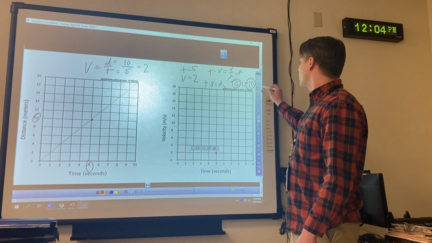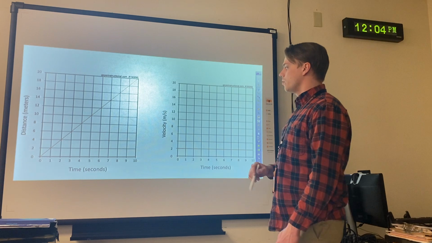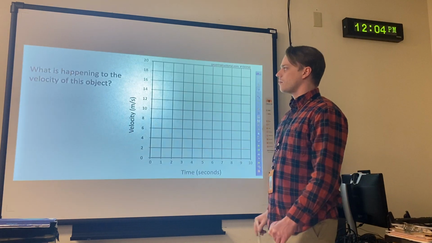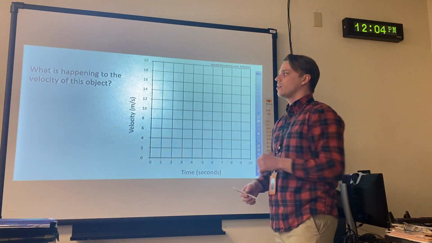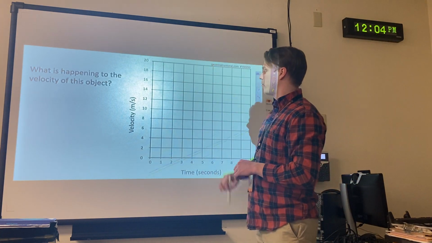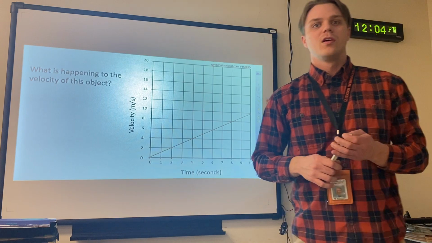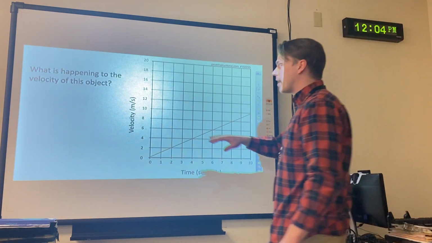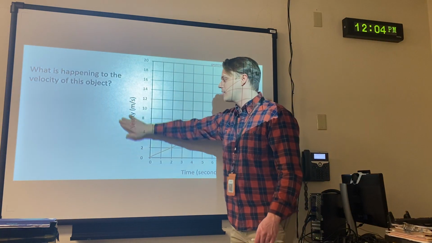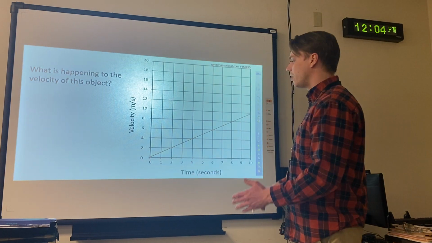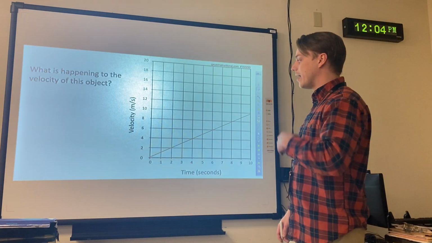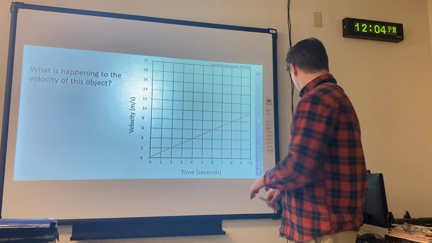Okay? Hopefully this isn't too confusing. So, what would be happening to the velocity of an object if we have a graph that looks like this? So again, first we need to look at the axes. We are given a velocity and we are given a time here. On the last one, I'll bring it back.